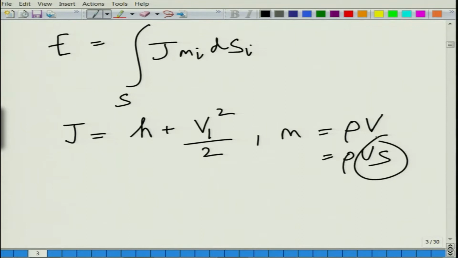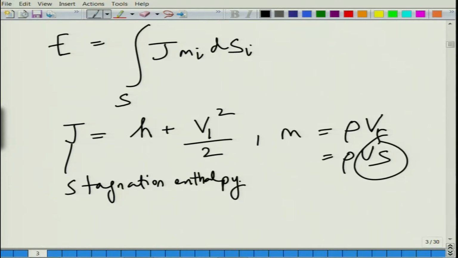So, when we combine these two things we get this. Let me write down the stagnation enthalpy more clearly. Stagnation enthalpy is the sum total of the enthalpy of the flowing fluid plus the velocity head term, that is, if the flow were to be brought down to rest.